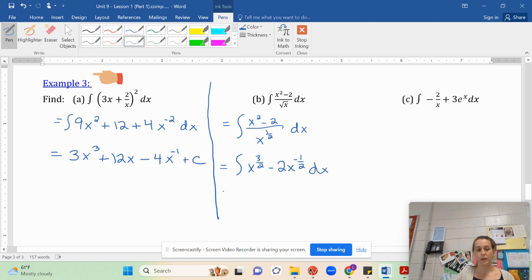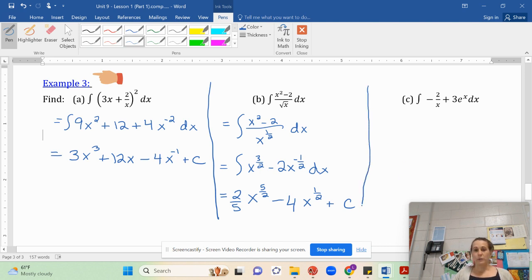dx. And now I can just use the reverse power rule, add 1 to the exponent, 5 over 2, multiply by the reciprocal in front, 2/5. Also, add 1 to the exponent, x to the positive 1/2, and then multiply by the reciprocal out front, so multiply by 2 in front. So that gives us minus 4 plus c.